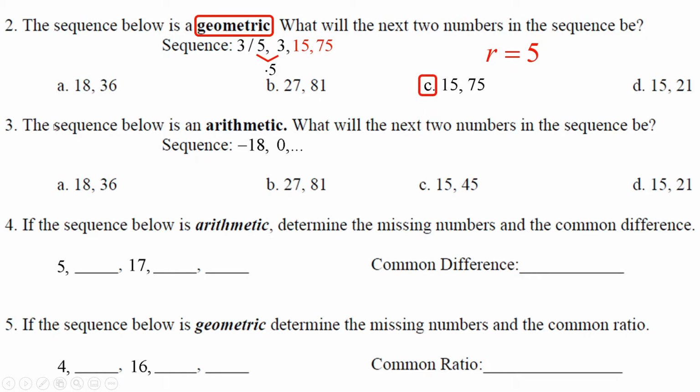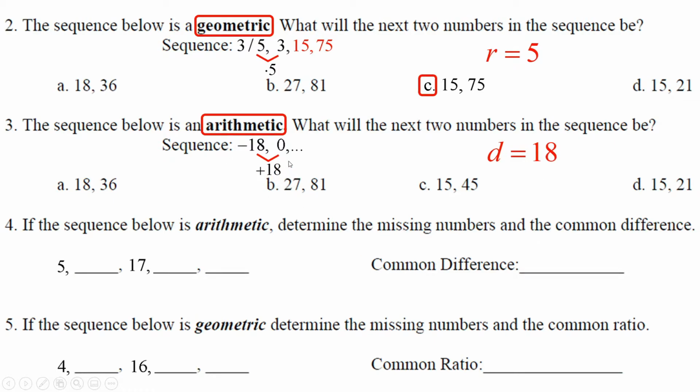All right. The next one. The sequence below is arithmetic. Well, if I'm arithmetic, I don't have a common ratio. I have a common difference. And what am I adding to this negative 18 to get to 0? Wouldn't that just be an 18? So the common difference has to be 18.